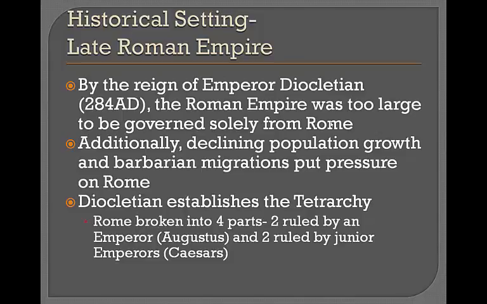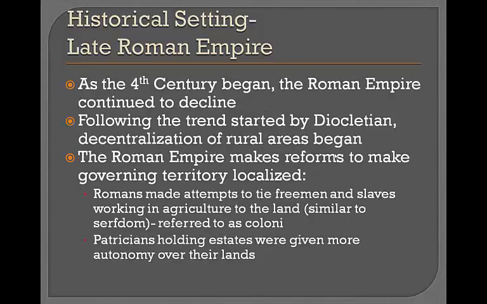The second problem you have is that the Roman Empire's population is either stagnant or declining as the empire is decaying, which kind of goes hand in hand if you think about it. And the final problem you have is that every other year it seems you have a barbarian group, a clan, knocking on the gates of Rome, asking you to settle in Roman territory or trying to sack Rome twice or pillage, what have you. So you have all these problems, right?